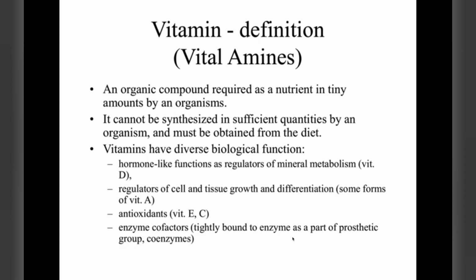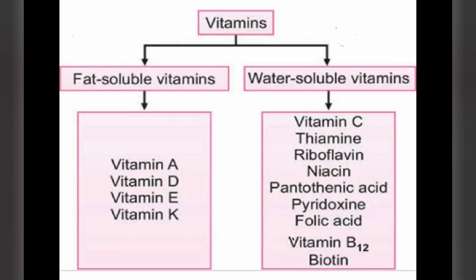So here vitamins are divided into two: fat soluble vitamins and water soluble vitamins. Here you can see in this chart the classification of vitamins. Fat soluble vitamins are soluble in fat and oil but insoluble in water. Water soluble vitamins must be supplied regularly in diet because they are readily excreted in urine and cannot be stored in our body.